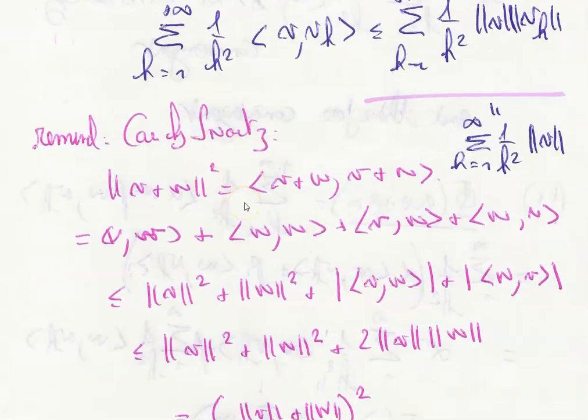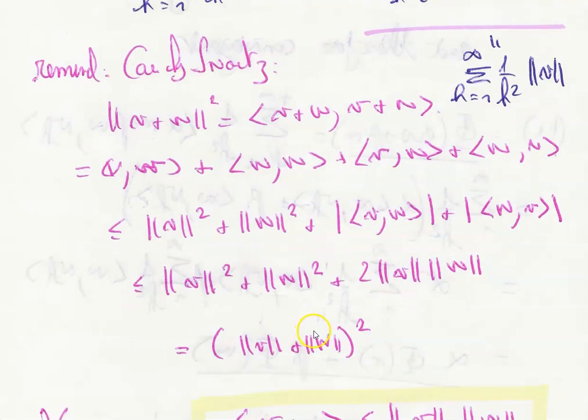I remind you of the Cauchy-Schwarz inequality that we are using here. The square of the norm of v plus w is equal to the inner product between v plus w and itself. This inner product can be decomposed into the inner product between v and v, plus the inner product between w and w, plus the inner product between v and w, plus the inner product between w and v, which is inferior or equal to the square of the norm of v plus the square of the norm of w plus the absolute value of the inner product of v and w plus the absolute value of the inner product of w and v, which is inferior or equal to the square of the norm of v plus the square of the norm of w plus 2 times the norm of v by the norm of w, and this is nothing less than the square of the norm of v plus the norm of w.